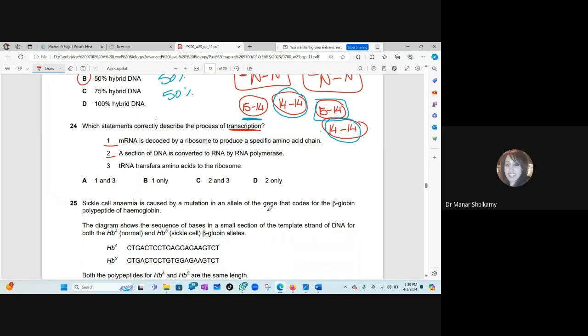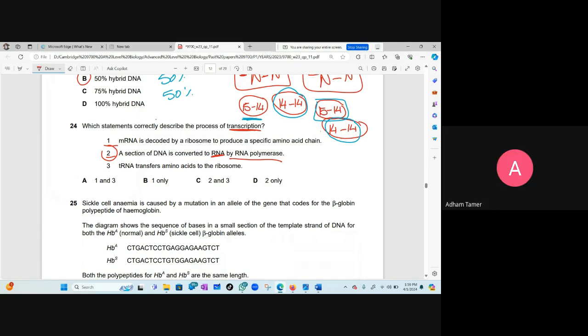No. We're talking about transcription. Making the messenger RNA, it's two only. A section of the DNA is converted to RNA by RNA polymerase. A1 is translation. When we produce the amino acid chain, this is the translation step.